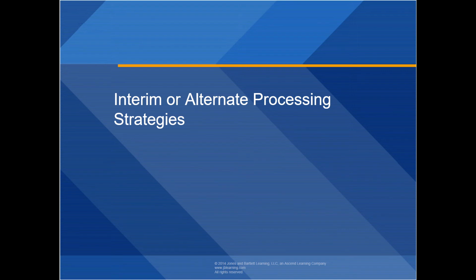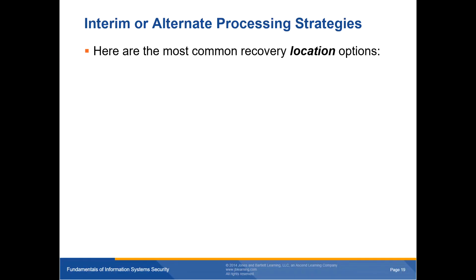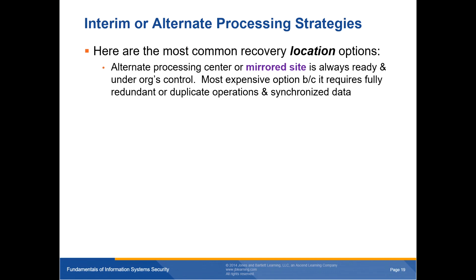Interim or alternate processing strategies. Here are the most common recovery location options. An alternate processing center or mirrored site is always ready and under the organization's control. It's the most expensive option because it requires fully redundant, or duplicate, operations and synchronized data. The organization has to operate it continually, so it costs a fortune. Its additional costs must be justified by business needs, such as having a duplicate support staff. Something like that would be more applicable to national defense industries or governmental agencies, maybe the NSA, the Department of Defense, things like that.